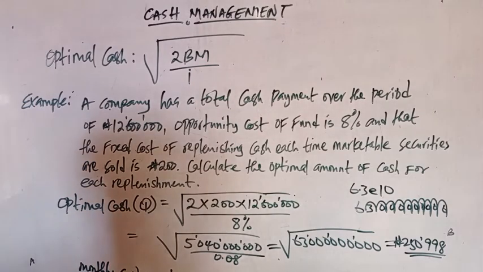So to give us what? This is our monthly and this is the optimal cash flow. It means we have to do what? Replenish cash 4 times in a month. So that is the interpretation.